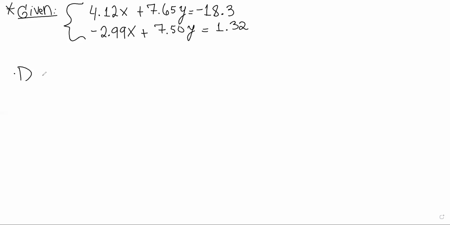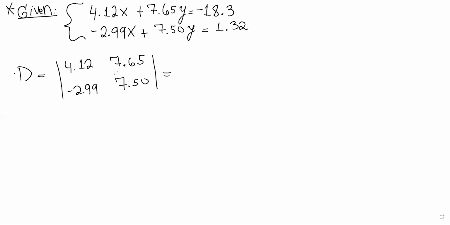So first, we take the determinant of the coefficients, 4.12, 7.65, negative 2.99, 7.50. Again, notice how I couldn't apply the elimination method, for example, since I can't readily determine if there's a number I can multiply by 2.99 to give me 4.112 and eliminate those x's. And substitution would just be really, really tedious because I'm rewriting a lot of digits, a lot of decimals.